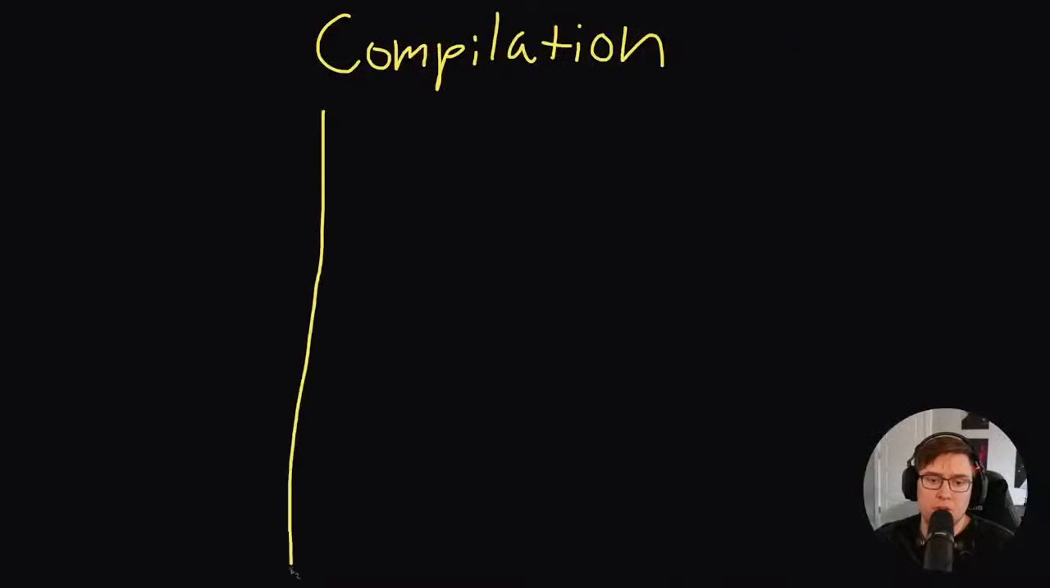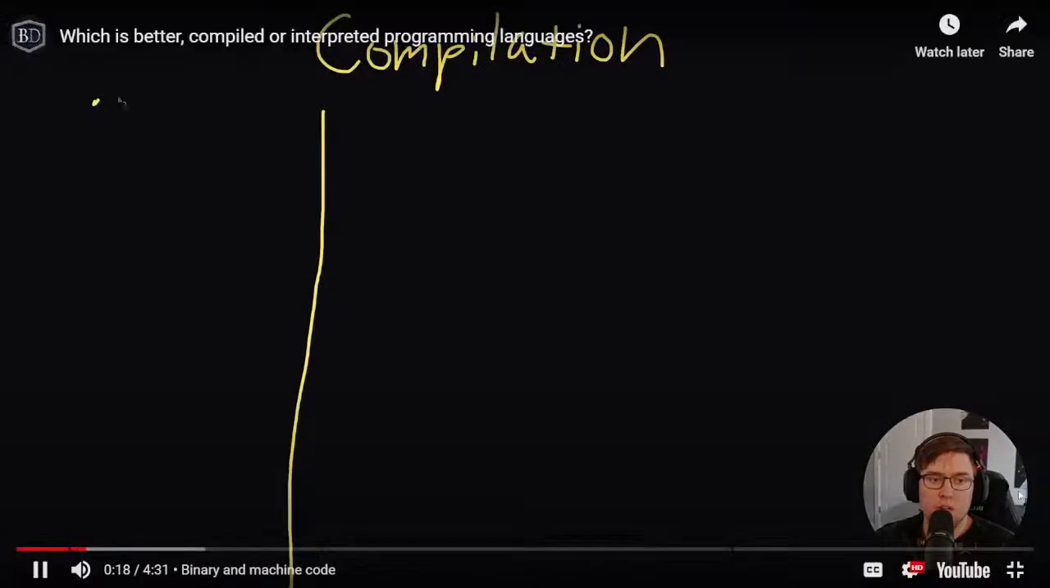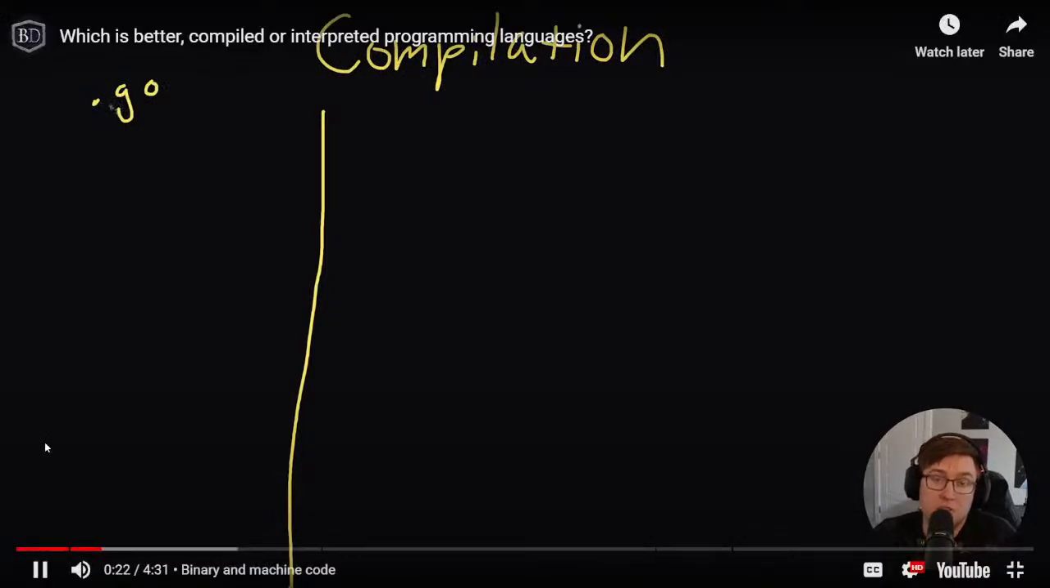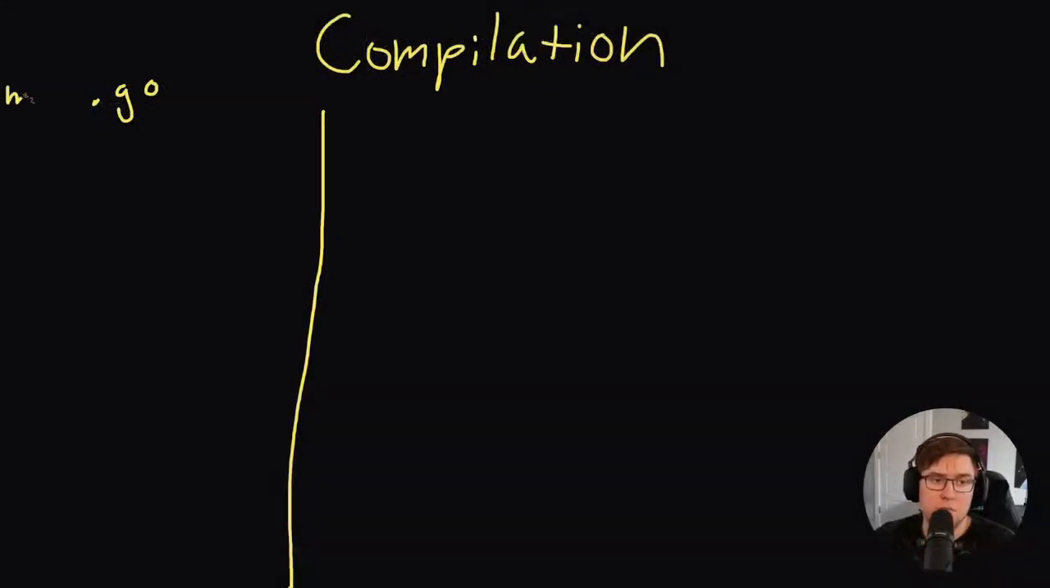When we write code, we write it in a human readable format, right? Typically in a file, in the case of Go, a .go file, maybe main.go. And this file is going to contain human readable text, Go code that we as developers work on.